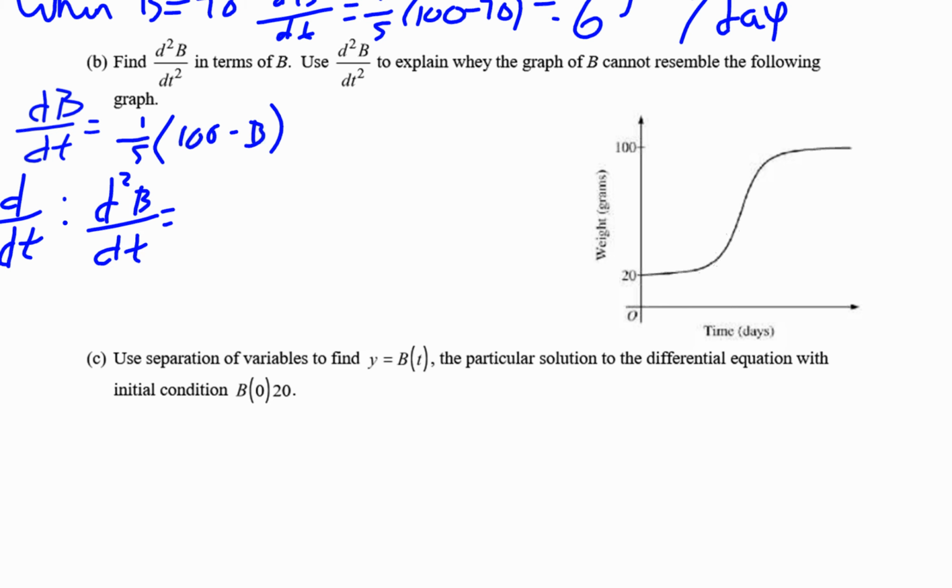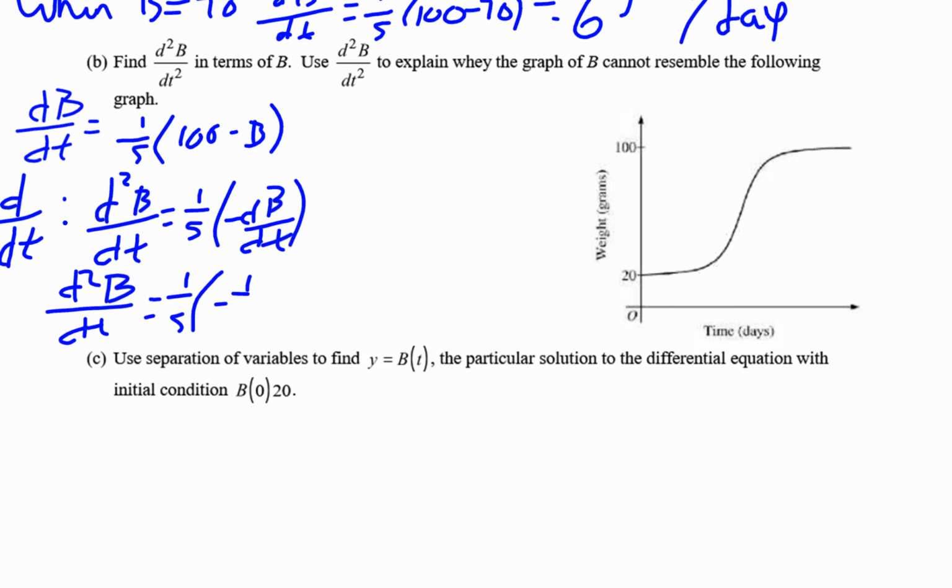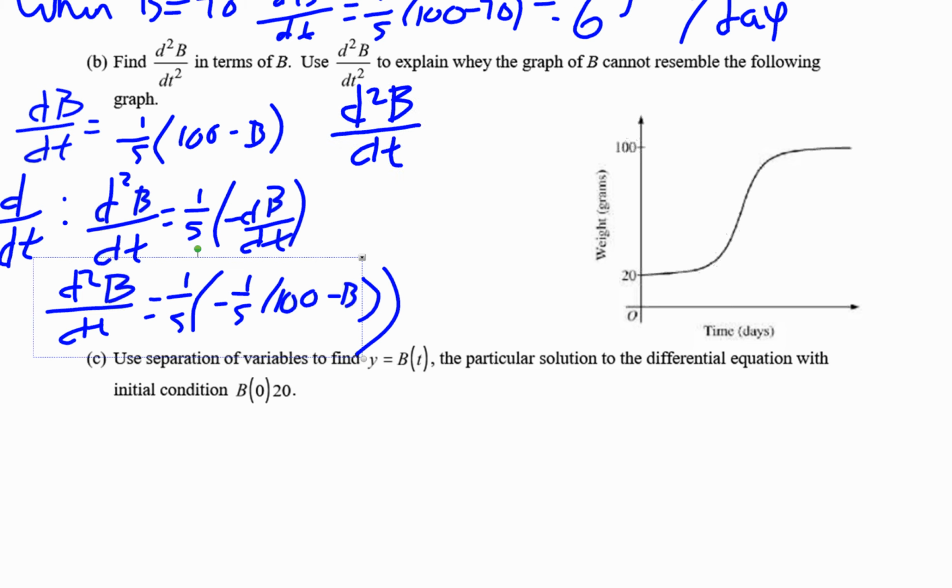So we'd have, and the derivative of the inside is negative dB/dt. All right, but we have dB/dt, so we have to fill that in. And that was negative this. All right, let's clean that up. I have too many parentheses there. So that'd be negative 1/25, and then we have 100 minus b.